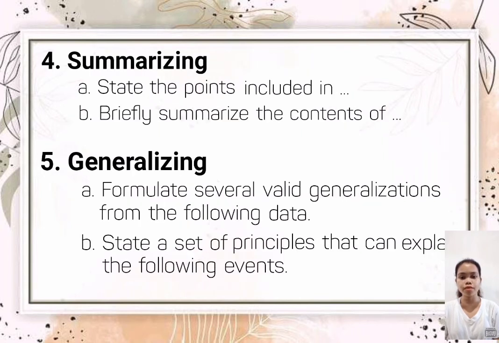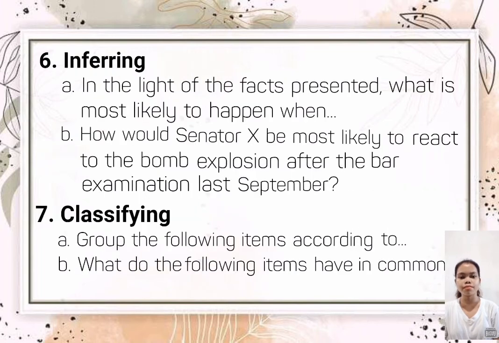Number 4. Summarizing. State the points included in. Briefly summarize the contents of. Number 5. Generalizing. Formulate several valid generalizations from the following data. State a set of principles that can explain the following events. Number 6. Inferring. In the light of the facts presented, what is most likely to happen when? How would Senator X be most likely to react to the bomb explosion after the bar examination last September?